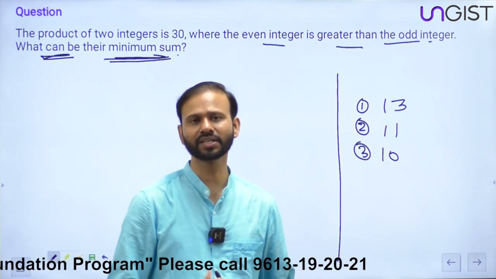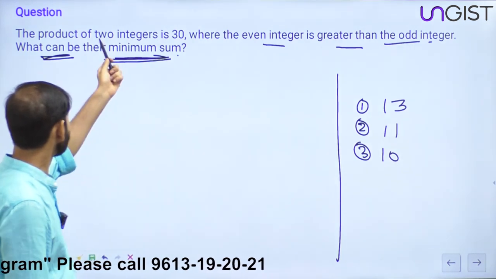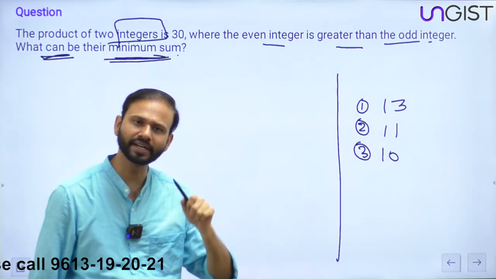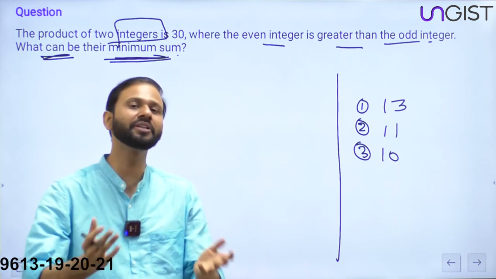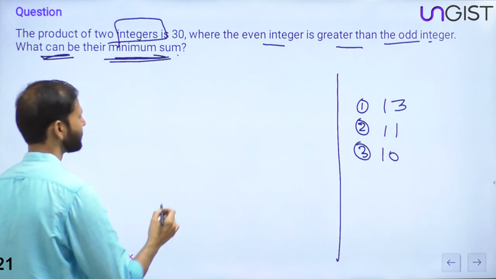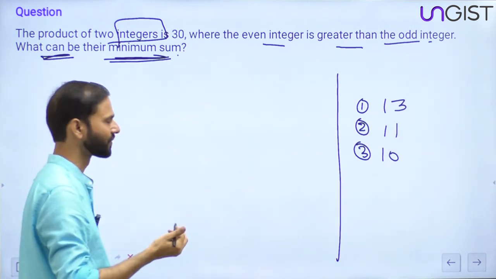Everybody, what can be their minimum sum? And these numbers are integers. Mind it, please. These numbers are integers and they are asking what can be their minimum sum. So first of all, just think about those two integers where the product is 30.